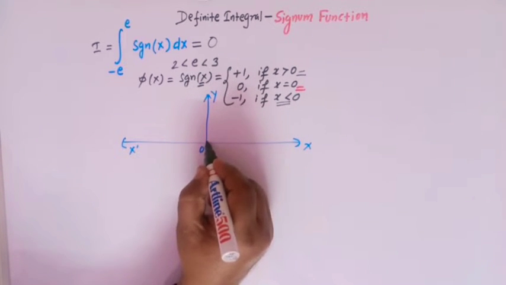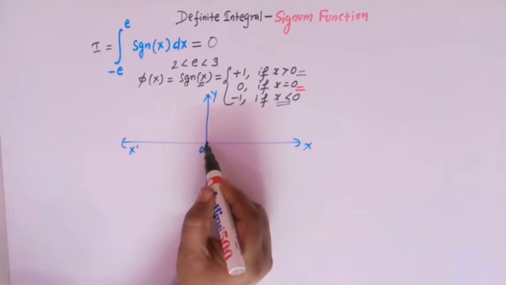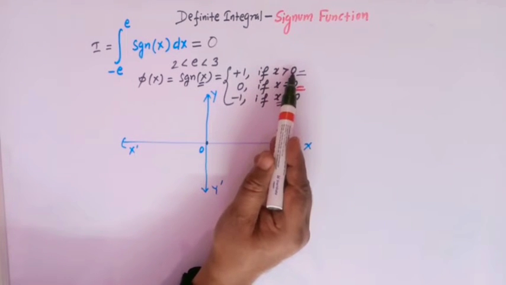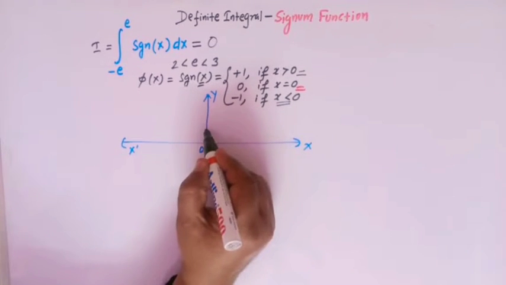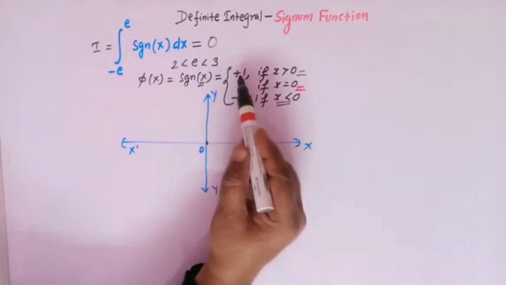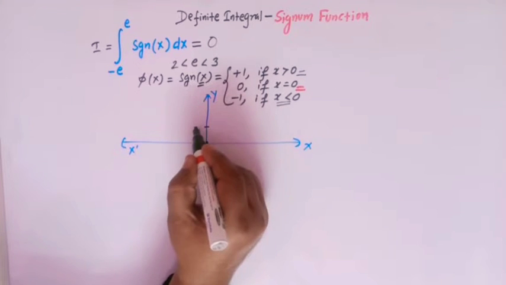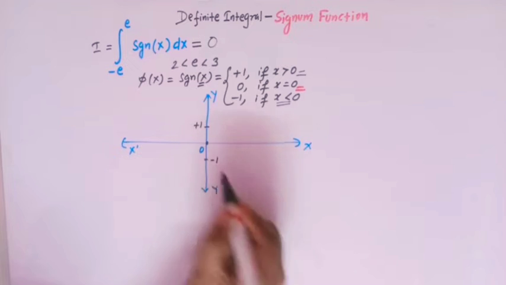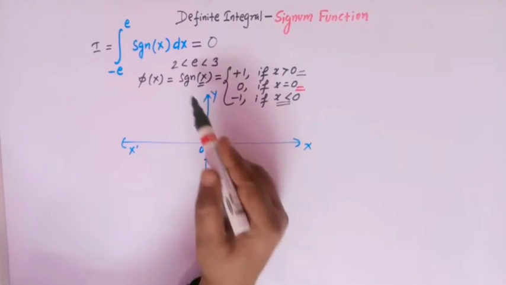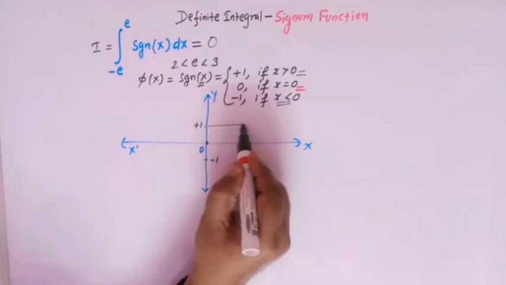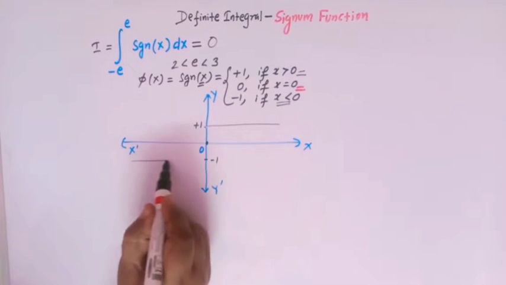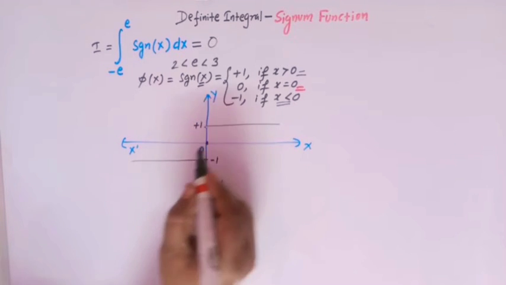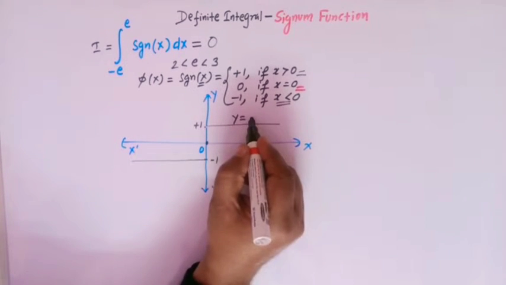So here we have the point at the origin, this is 0 comma 0, and when x is greater than 0, then we have the value of signum of x equal to 1. So here we have plus 1, and here we have minus 1, right? So the graph of signum of x goes like this, and here also we have the line y is equal to minus 1, and here we have the line y is equal to 1.